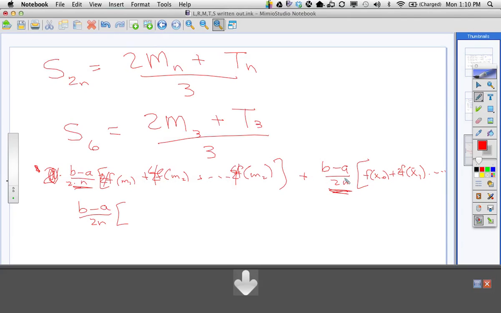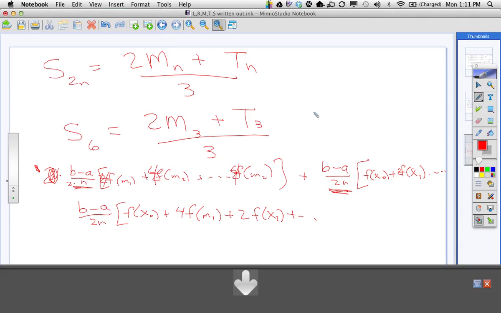But it's between x0 and x1, right? So I'm going to write these in order. I got x0, I got x1, and m1 is right in between, right? So what would be my first thing? What would be the first thing in here? It'd be f of x0, right? And what would be the next thing? 4 f of m1, right? And then 2 f of x1, and then it would just keep going like that. 4, 2, 4, 2, right?